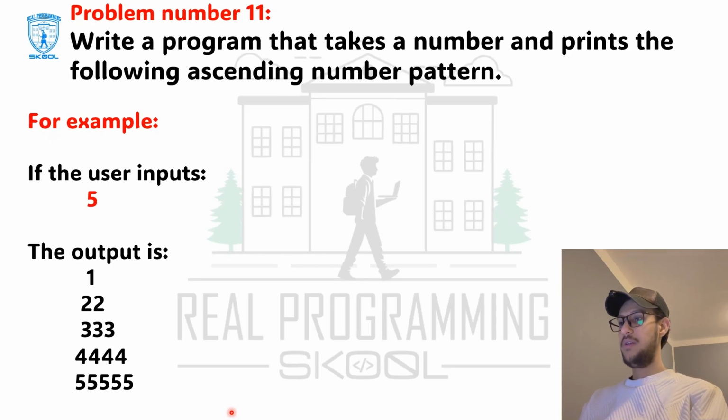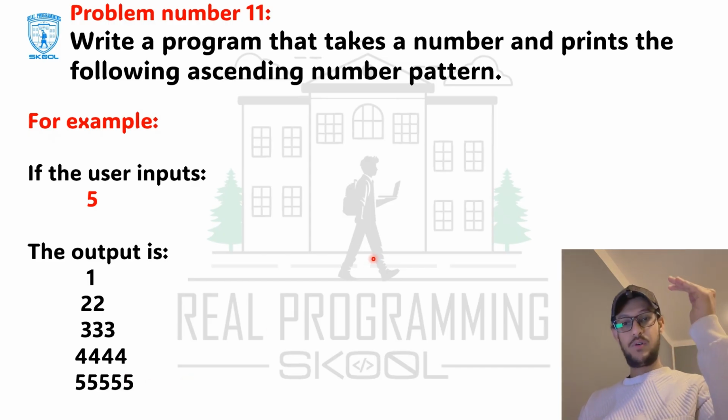Today we have problem number 11. It's about writing a program that takes a number and prints the following ascending numbers pattern. For example, if the user inserts number 5, the output should be like this: 1, 2, 2, 3, 3, 4, 4, 4, 5, 5, 5, 5. Ascending, starting from 1 till 5.